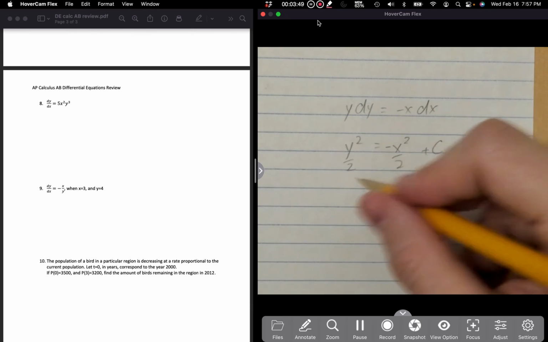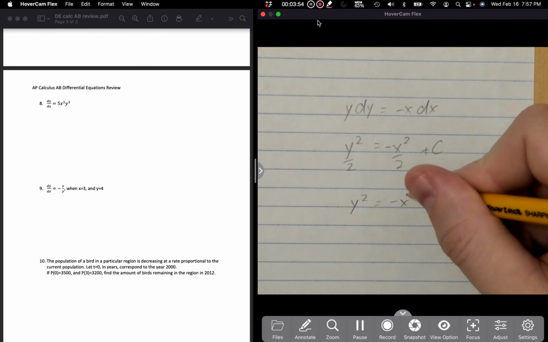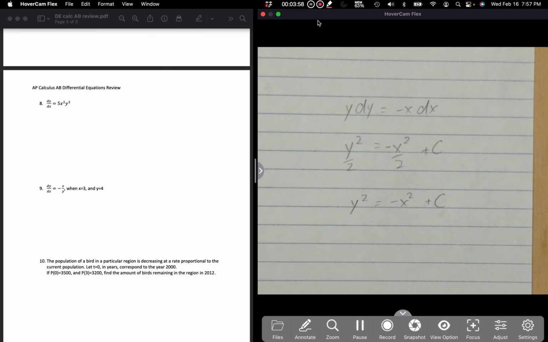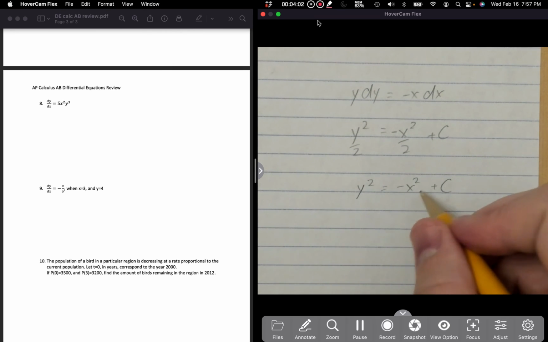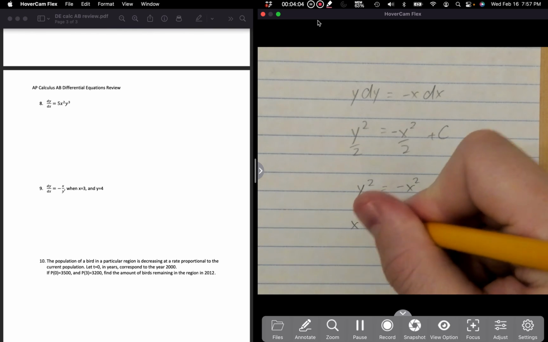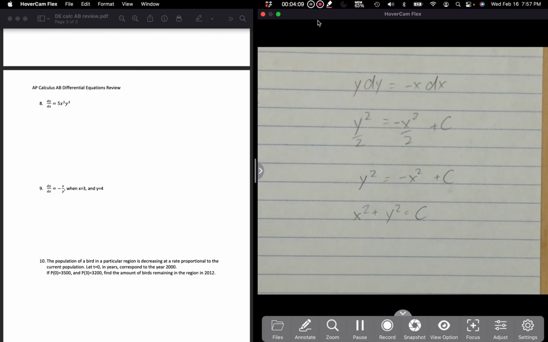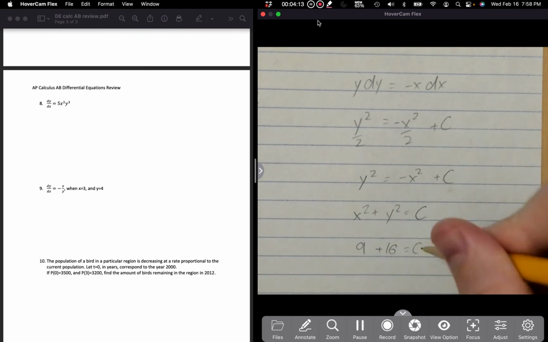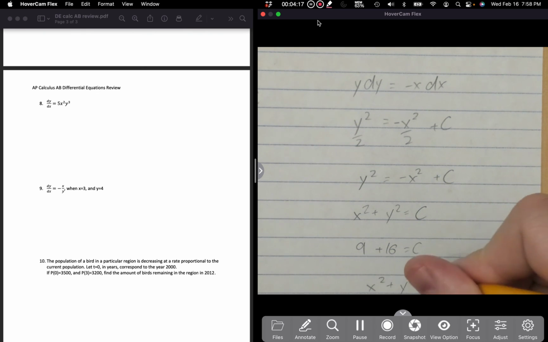Before I do that, who wants to deal with fractions? Why not just multiply everything by 2 and let that 2 absorb into the c? So we could also choose to plug in our values of x and y now, but again, you might recognize this as the circle equation. Alright, so if we plug in 3 and 4, we're going to end up with 9 plus 16 equals c. So c must be 25, so that leads our final answer to be x squared plus y squared equals 25.